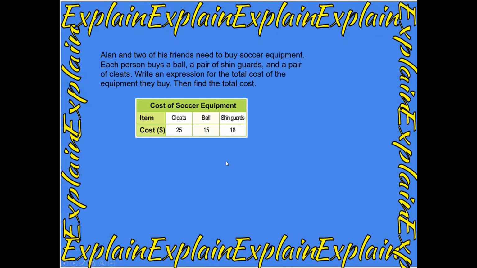Okay, we'll work on this one together in a bit. I'm going to put it on the video, but we'll talk about how to solve it. Alan and 2 of his friends need to buy soccer equipment. Each person buys a ball, a pair of shin guards, and a pair of cleats. Write an expression for the total cost of the equipment they buy, then find the total cost. So you're going to solve this one exactly the way we did on our example problem. We'll do it later. Okay?